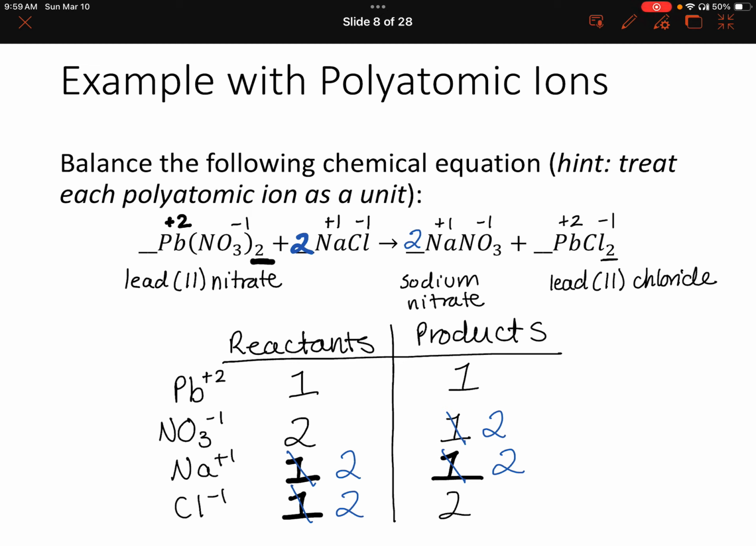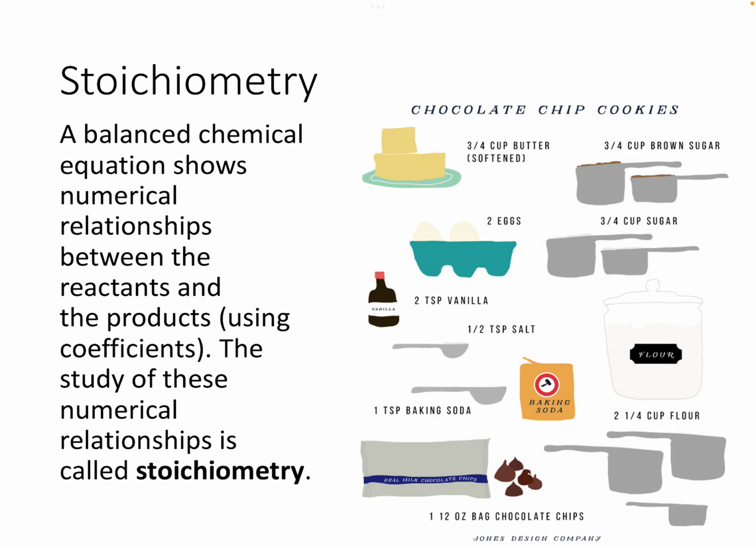All right, so again, with polyatomic ions, remember to treat the polyatomic ion as one unit. Don't separate it into atoms, and that will make it much, much easier to balance your equation. Now, this is going to lead us into something called stoichiometry. So a balanced chemical equation shows the numerical relationships between reactants and products, and that's by using coefficients. Now, the study of those relationships is called stoichiometry. So it's kind of a fancy word for ratio.